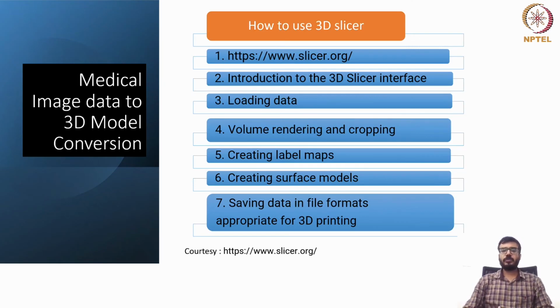First, we need to download the 3D Slicer software from its parent website, slicer.org. And there are different steps involved in this process of converting medical image data to a 3D model. We will see one by one what the different steps involved in the entire process are.